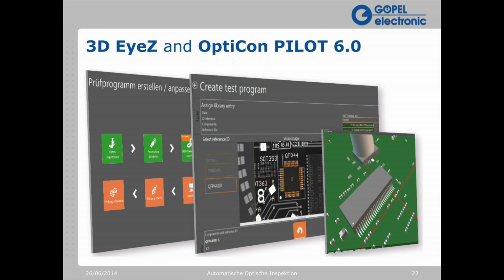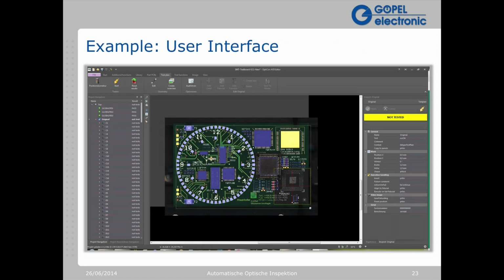We can see in a little bit more detail here the user interface where library assignments are taking place. You can see on the left the library components. In the center is the board under test, and on the right is a representation of the component assignments and also a representation of what's tested and what's not tested.